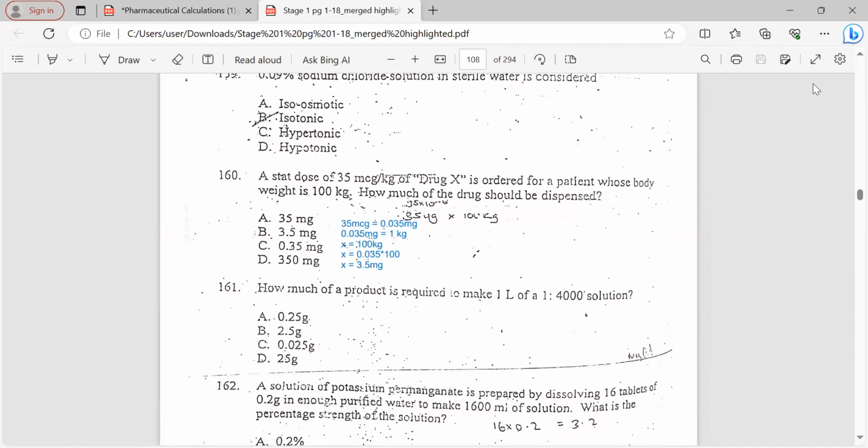Then we can also look at this one. A start dose of 35. So this is micrograms. But sometimes instead of writing micrograms like this, they'll use that character, I don't know what it's called. That U that looks like it has a tail. Yeah, so they might use that to mean micrograms here.